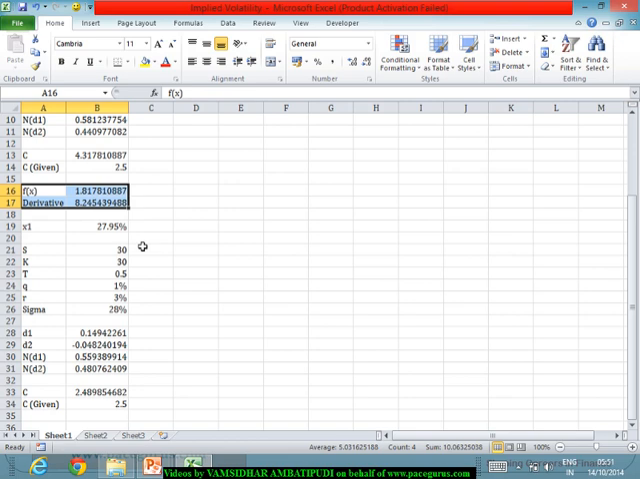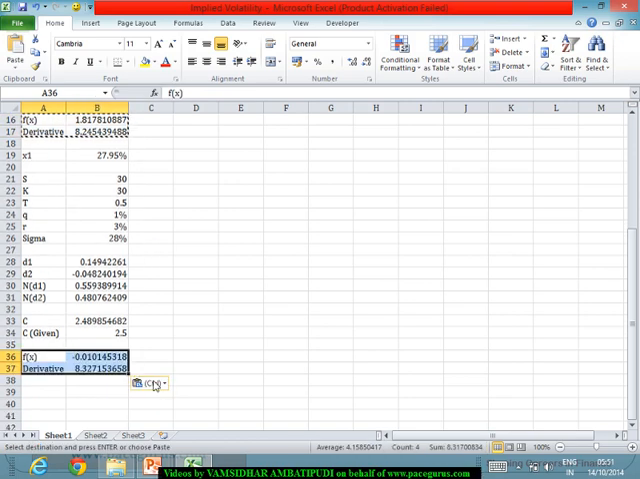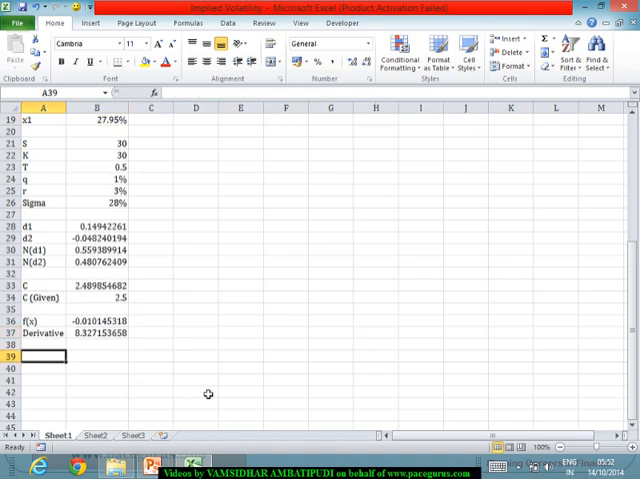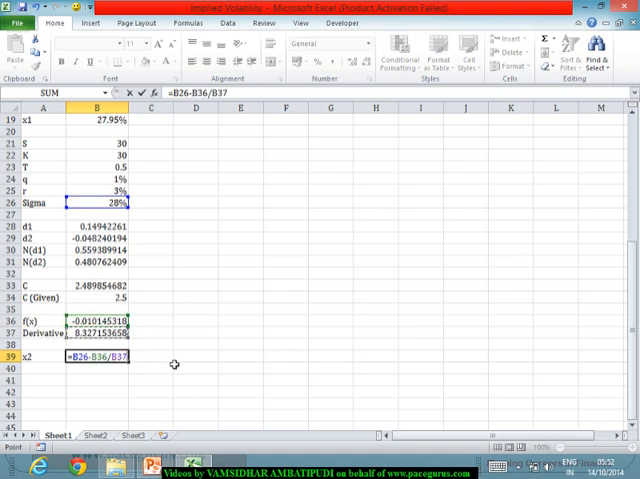The same logic I can extend even for derivatives as well. f of x is coming out to this much, which is the difference. And even for the derivative, there is a small modification because the d1 has changed. So based on this, I can compute the value of x2, which is x1, whatever the value of x1 was, minus f of x divided by f dash of x.